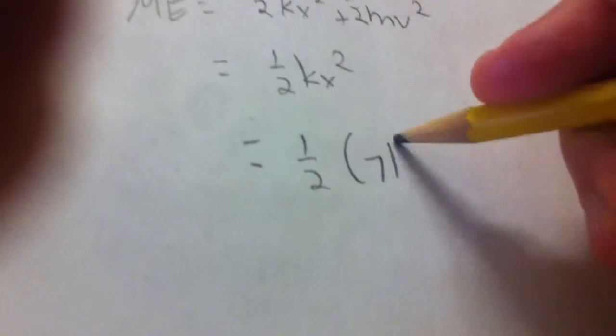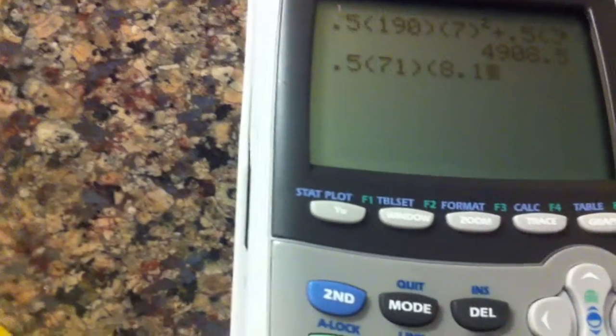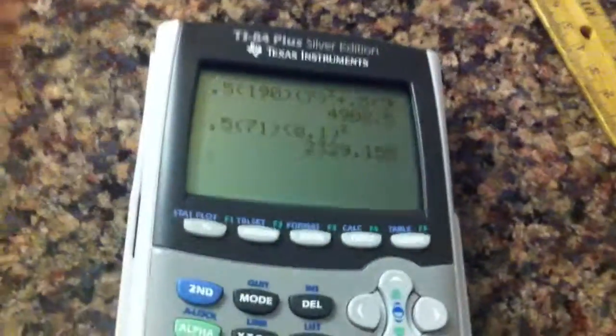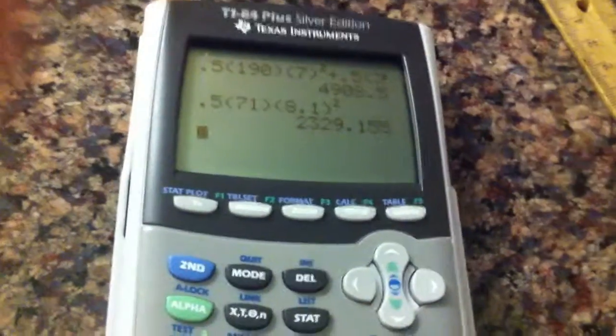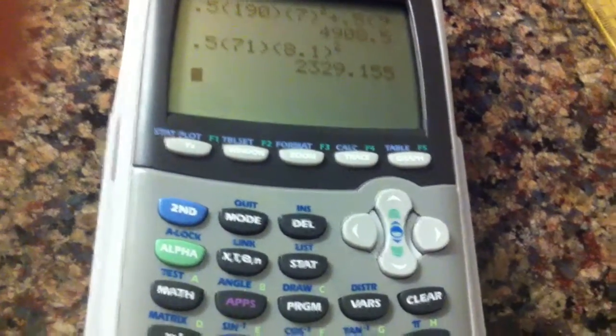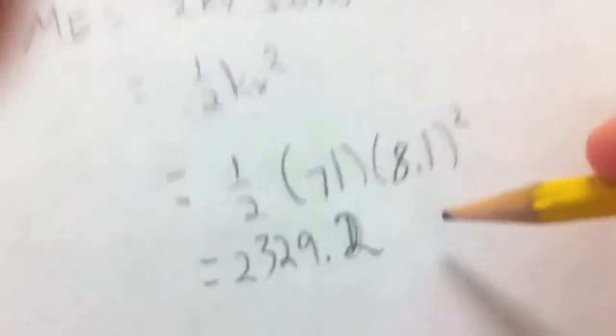So now let's try calculating this. We get a spring constant of 71 and a distance of 8.1 meters squared. Put it into the calculator: 0.5 times 71 times 8.1 squared. And there we go. That's 2329.1, and I'll just round that to the tenths place, 2329.1 joules. And there you have it.